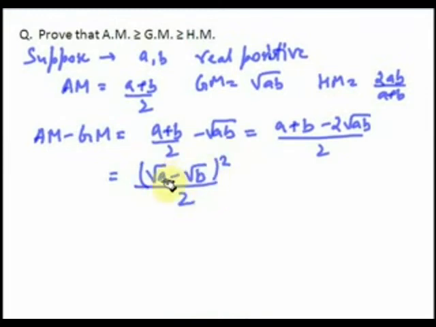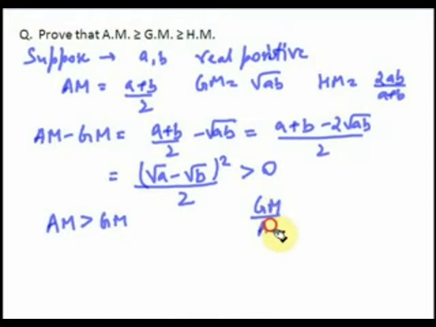upon 2. Since root a minus root b whole square is a perfect square, its value will always be greater than 0. So we know that arithmetic mean is greater than geometric mean. Also we know that the arithmetic mean, geometric mean and the harmonic mean form a GP, geometric progression.